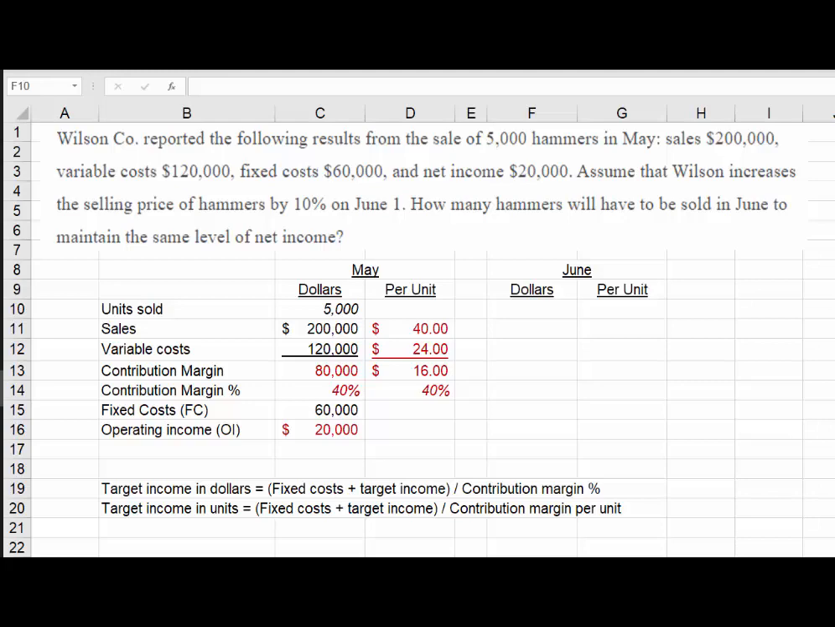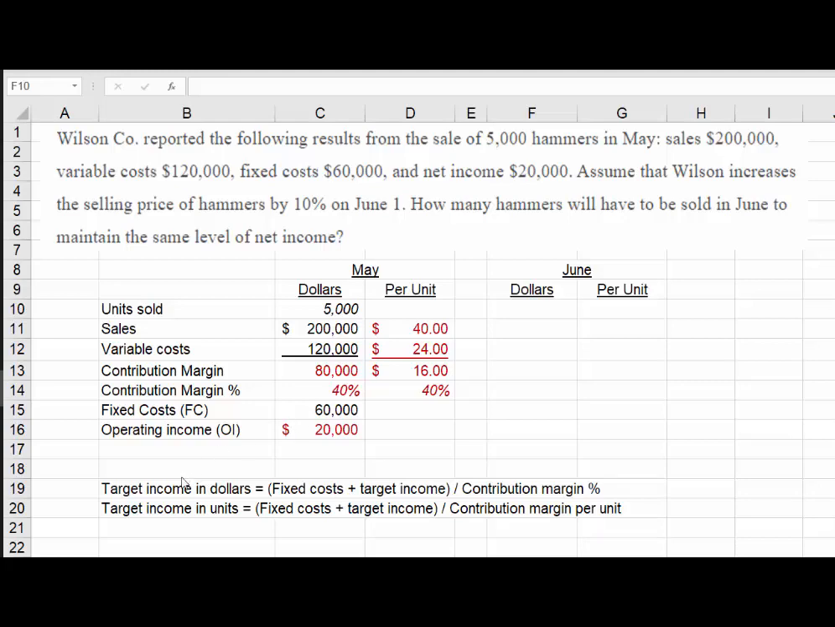Now, if you look in the table, what I've done is dropped in all of the information that was given in black. Everything else we're going to calculate, I'm going to use this sort of off-red color here. Then it says, assume that Wilson increases the selling price of hammers by 10% on June 1st. How many hammers will it have to sell in June to maintain the same level of net income?